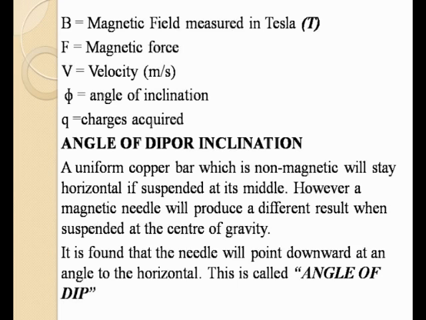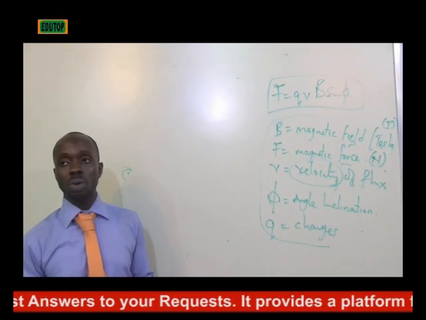That's capital T. V is the velocity. Phi is what we call the angle of inclination. Q is your charge. So all these are terms that could be obtained from the above formula written. It is when you understand these terms properly that you'll be able to apply it.